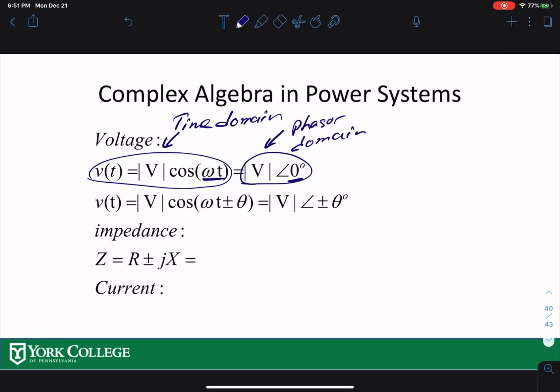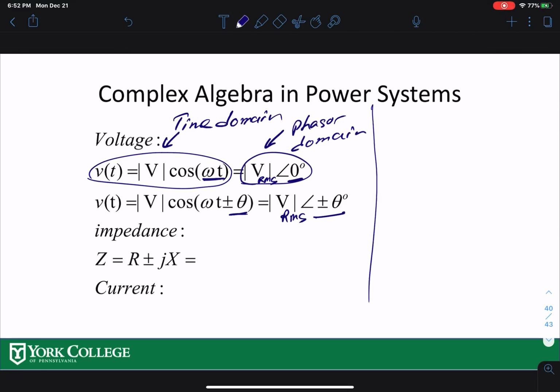And this magnitude is called RMS. So from time domain to phasor domain, you need to use the RMS value for the phasor domain. All right. So this one has a positive or negative theta, not 0 degree, because this one has a reference angle here, theta. All right. So now how does it come together in your actual signal?